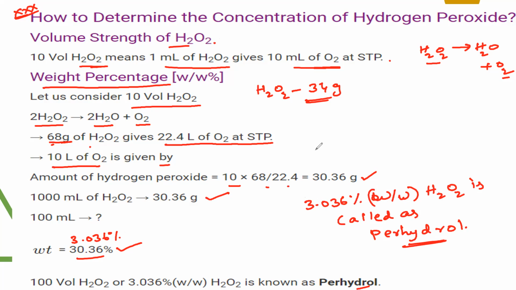So just by applying the mole concept, let us see how to estimate the strength of hydrogen peroxide, and then we'll take one numerical based on it. In terms of weight by weight percentage, 30% hydrogen peroxide is called perhydrol. Simply you can take it as 30% only. This definitely they'll ask in the objective. Next concept.